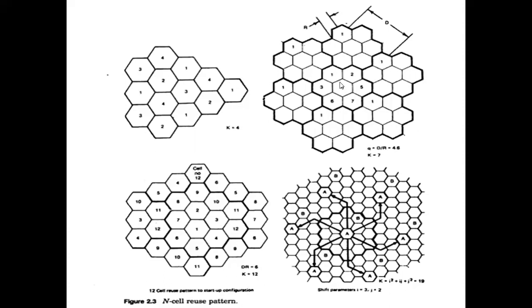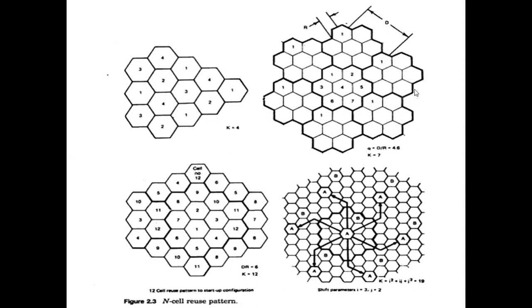Now k is equal to 7. So 1, 2, 3, 4, 5, 6, 7. This is k equal to 7. Means the whole geographical area on any site will be divided into 7 cells.